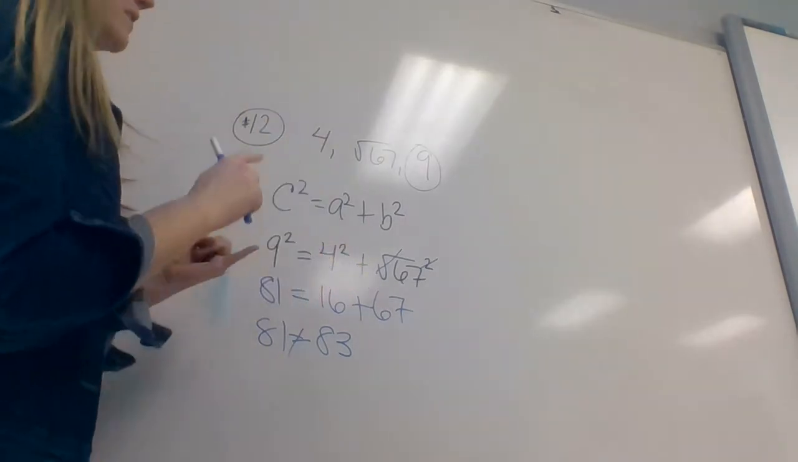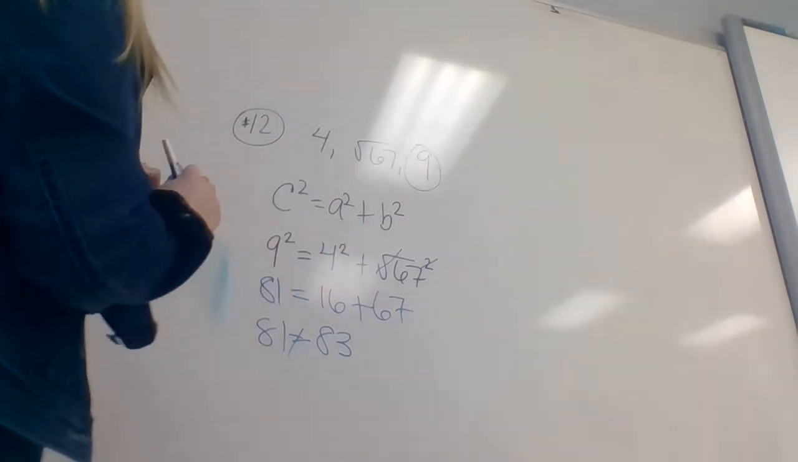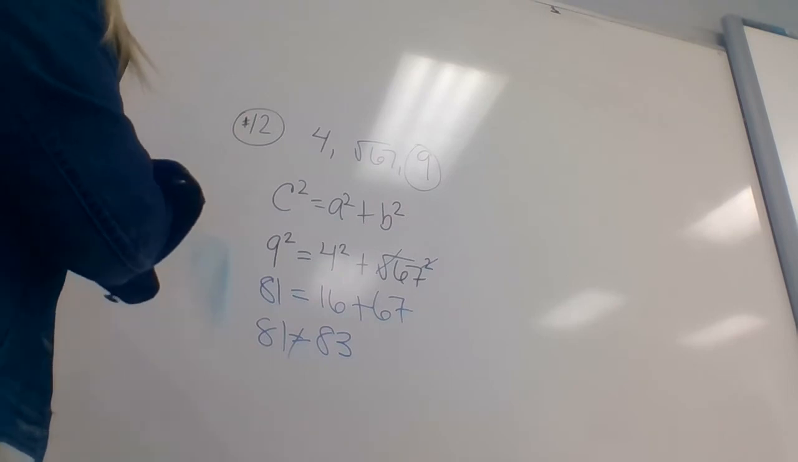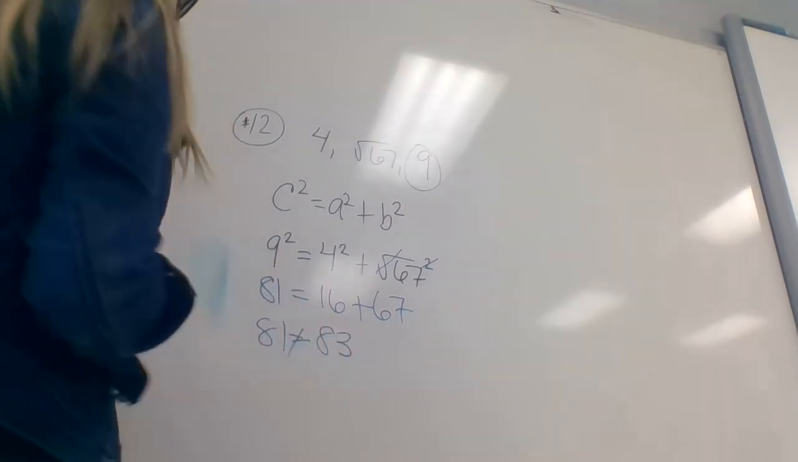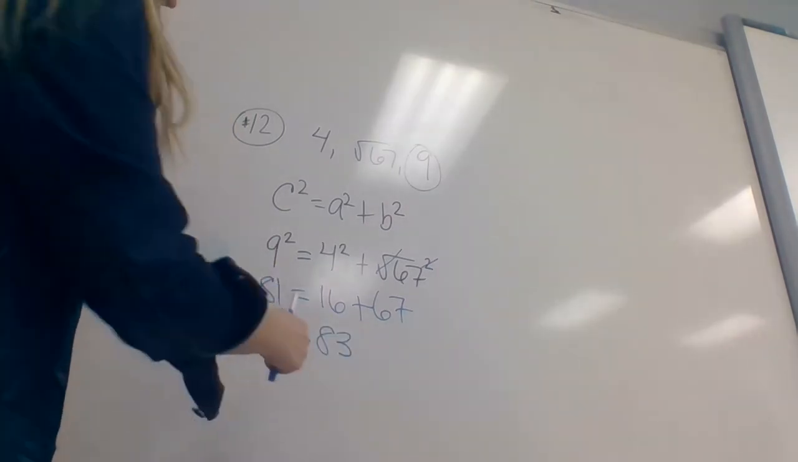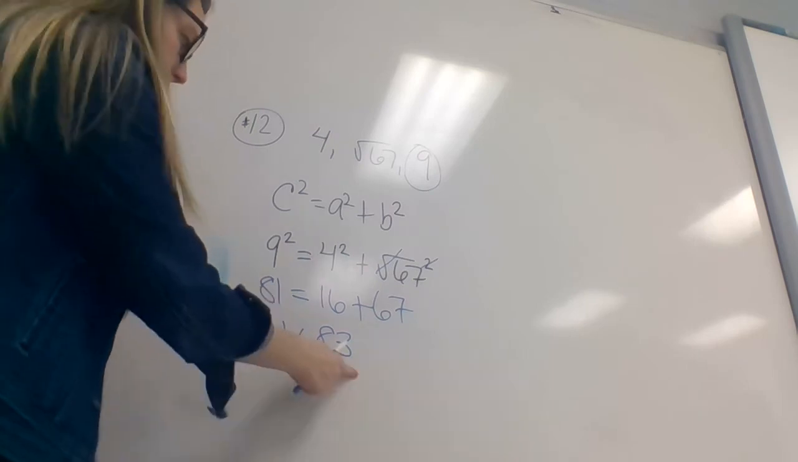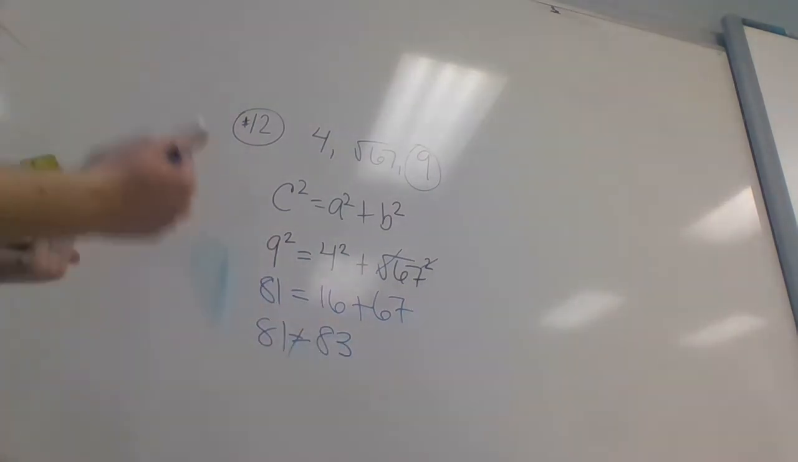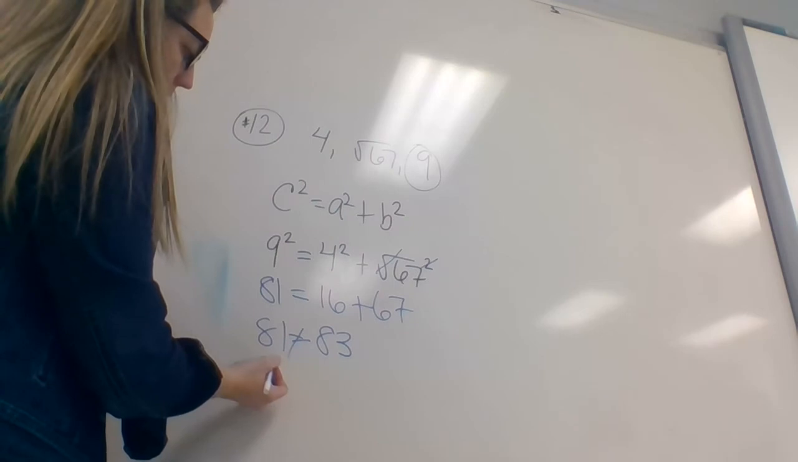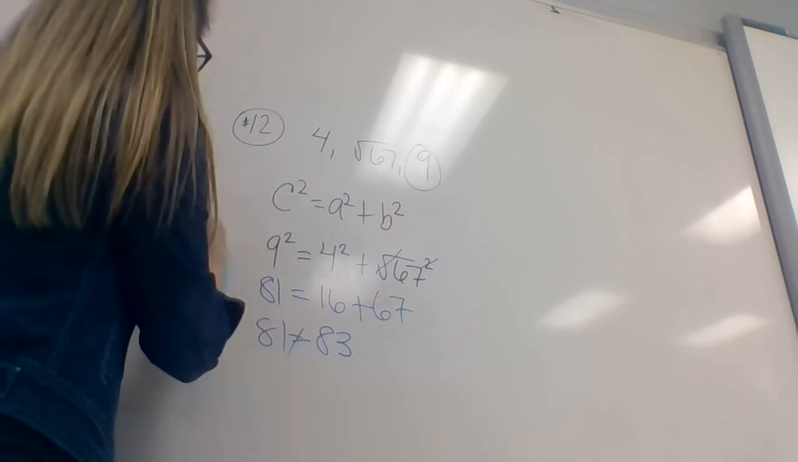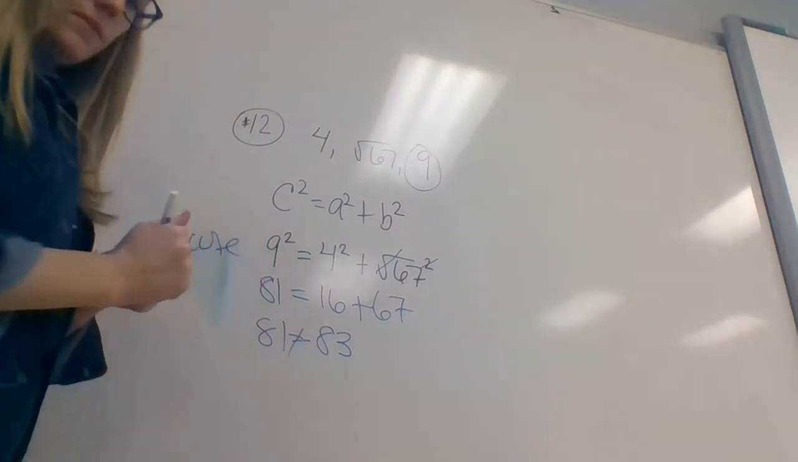So now I need to decide, is this acute or obtuse? If c squared is smaller than a squared plus b squared, it's acute. If this is larger than a squared plus b squared, then it's obtuse. 81 is less than 83, so number 12 is acute.